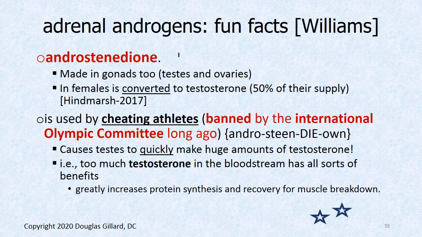So androstenedione, it's interesting. That's not only made in the adrenal cortex, it's also made in the gonads. So the testes and the ovaries can both make androstenedione. In females, 50% of the testosterone supply comes from androstenedione, which is made in the ovaries. It's also used by cheating athletes in a very complex manner. Androstenedione quickly can make huge amounts of testosterone. I used to talk about epitestosterone and the ratio, so let's just leave it at that. If you inject it, it very quickly makes huge amounts of testosterone.